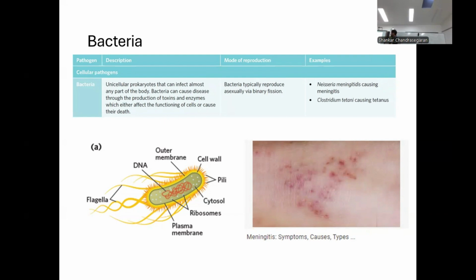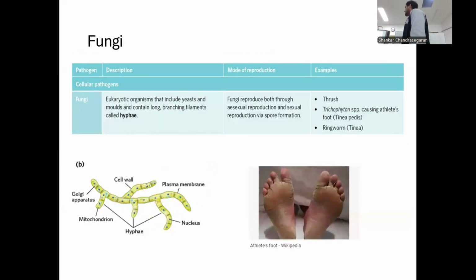Neisseria meningitis, bacteria causing meningitis, or the Clostridium tetani causing tetanus, right? There's a lot of bacteria out there. A lot of them can be pathogenic depending on where they emerge in your body. All right, next is your fungi, right?